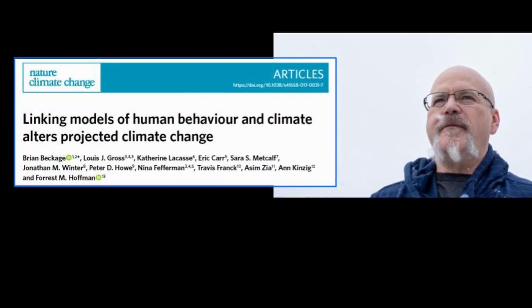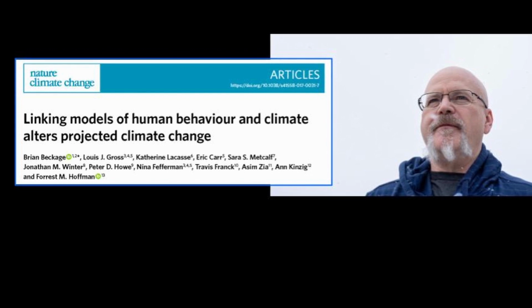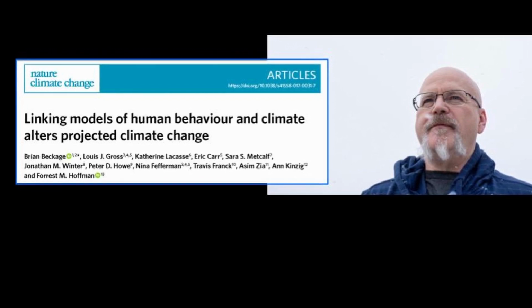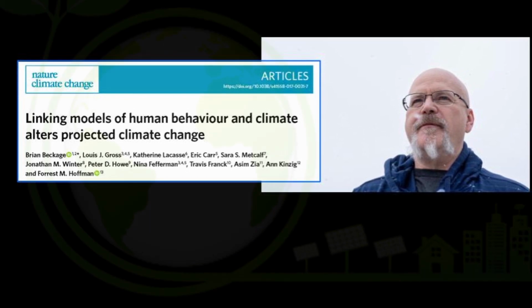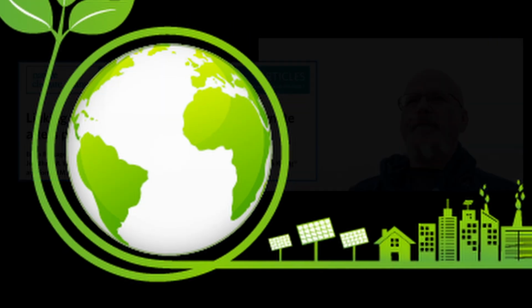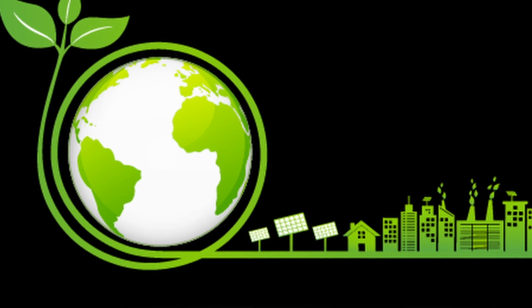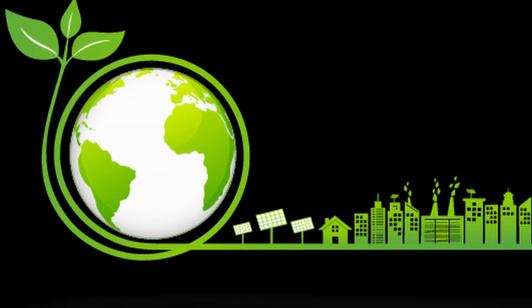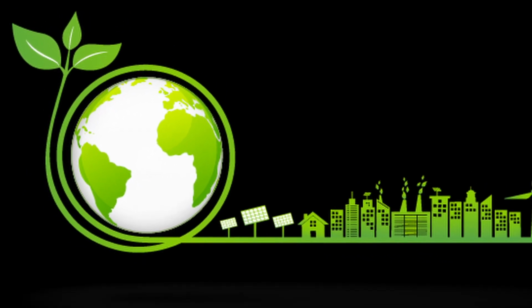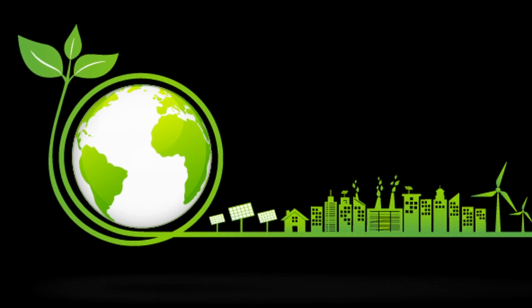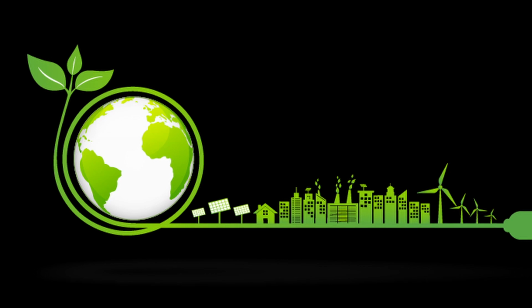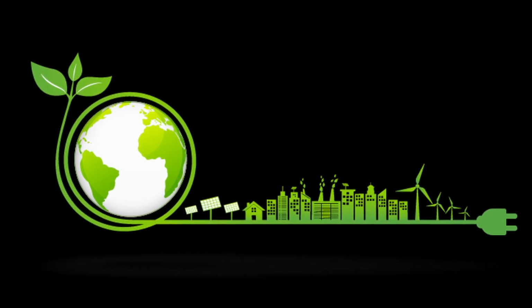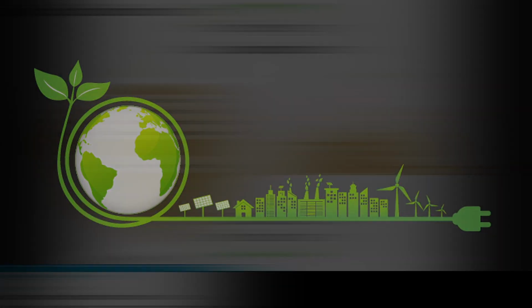Now I'll talk about another model by Beckett et al., which uses the theory of planned behavior to add human behavior to an integrated assessment model of energy use, greenhouse gas emissions, and climate change. They start with a system dynamics model, C-ROADS, that simulates greenhouse gas emissions and global temperature change based on scenarios of population growth, economic growth, and the carbon intensity of the economy. They then use a behavioral model to modify the greenhouse gas emissions.